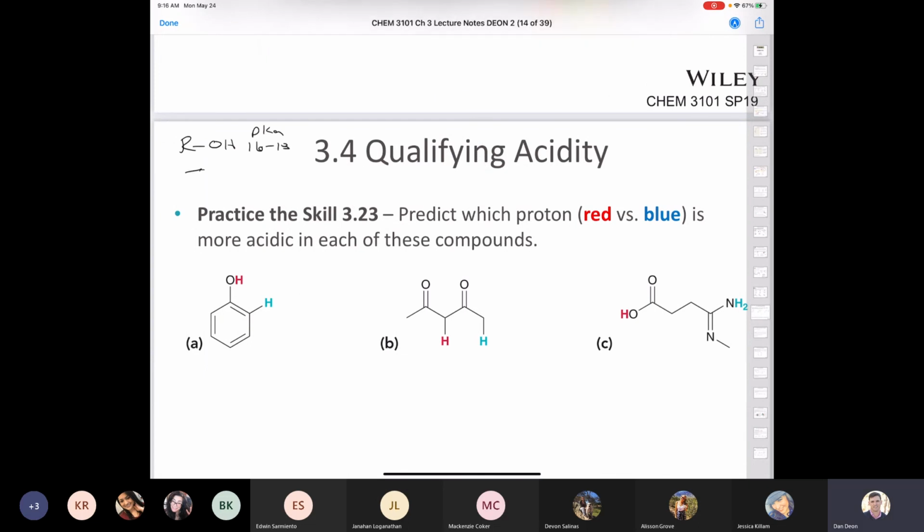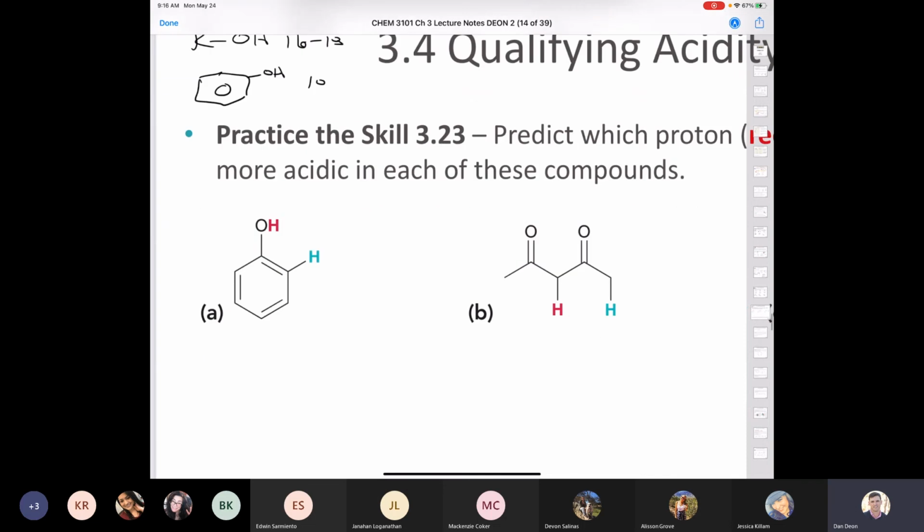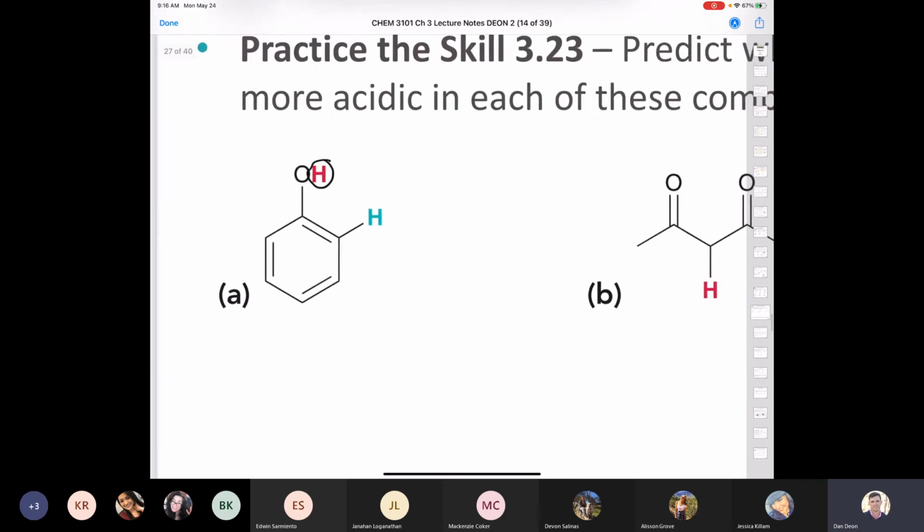But if you remember in that table, it also had a phenol. And a phenol is much more acidic than a regular alcohol. Okay, a phenol has a pKa of around 10. And so the pKa of this proton is around 10. I think it's 9.9 in the table, but we'll say it's around 10.